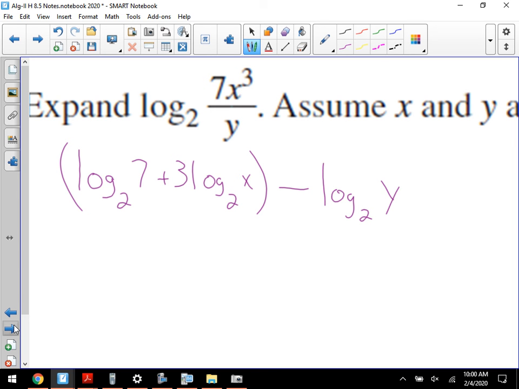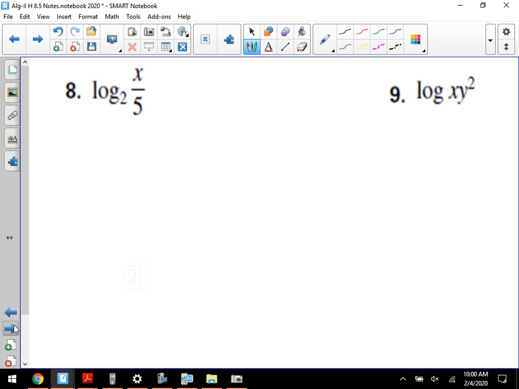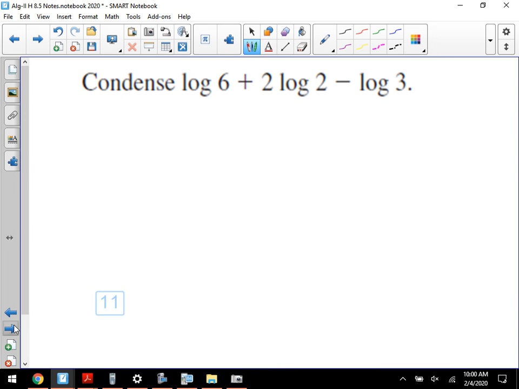Okay. So this would be to complicate. The opposite of simplify. Never mind. Okay. Condense.